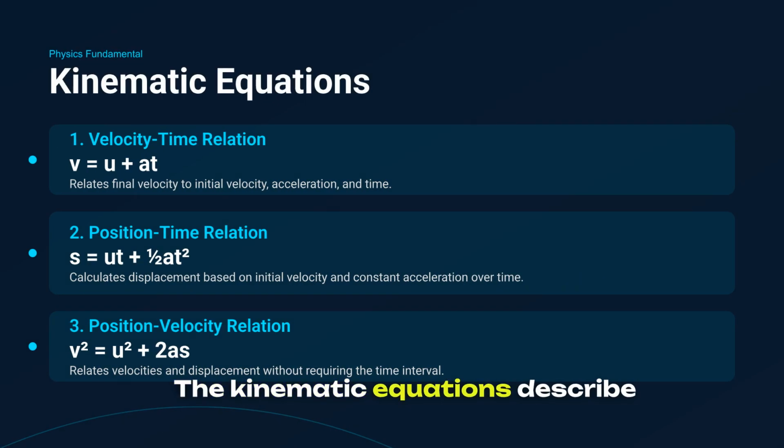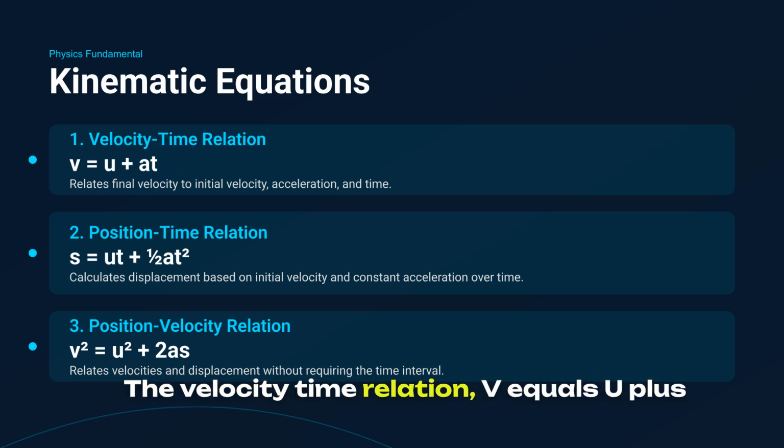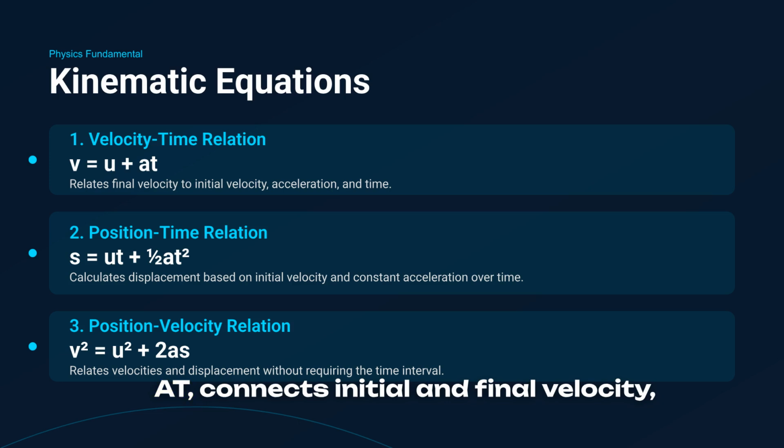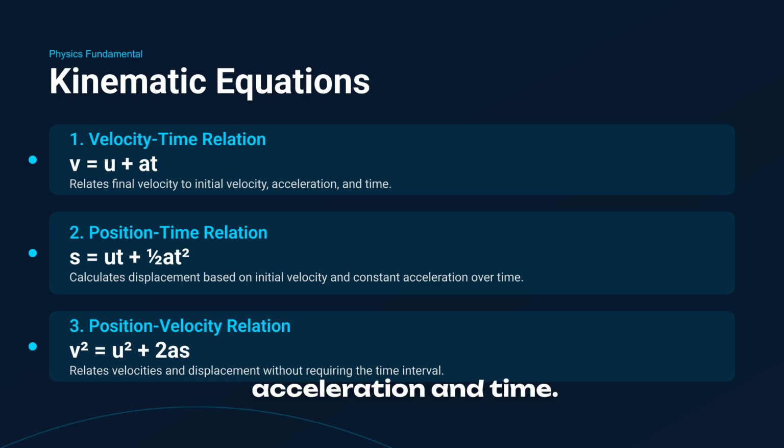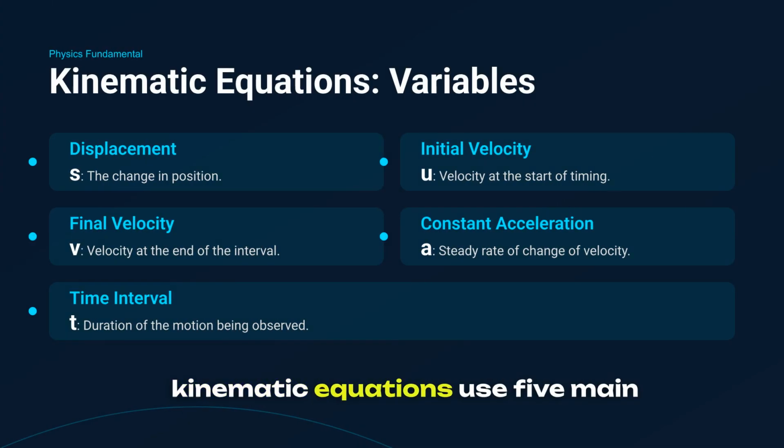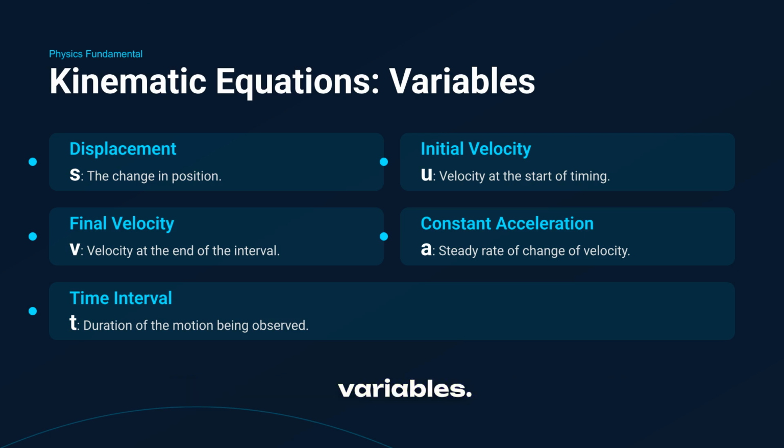The kinematic equations describe motion with constant acceleration. The velocity-time relation, v equals u plus at, connects initial and final velocity, acceleration, and time. Kinematic equations use 5 main variables.